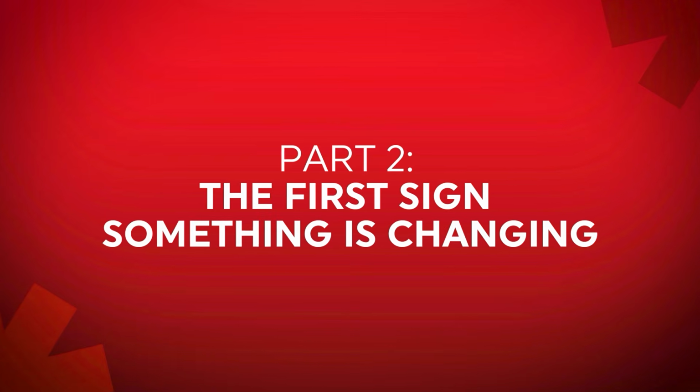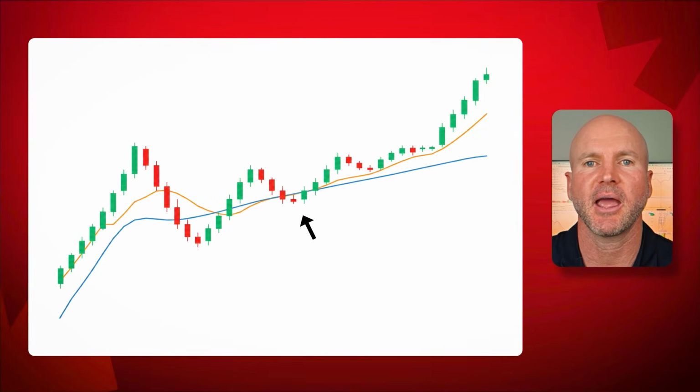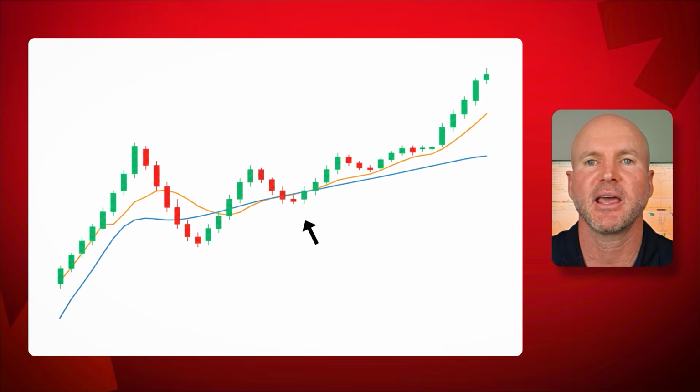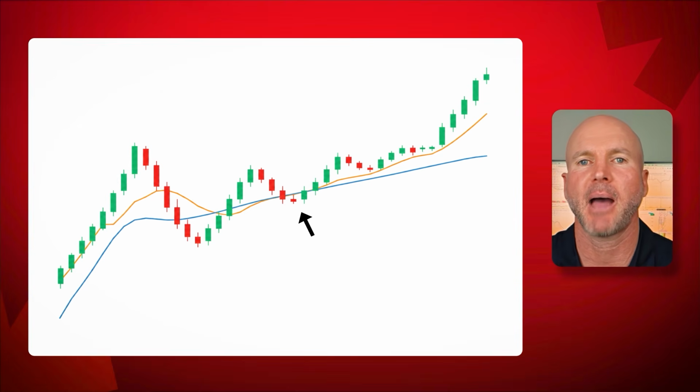Part 2, the first sign something is changing. Before we get to the setups, you need to know what the first whisper of a trend change actually looks like. Because if you know what to watch for, you can stop chasing breakouts and start catching them. There are 2 early warning signs depending on which way the ETF is currently moving. For an ETF in a correction, which is going down, the first hint the trend may be changing is when the ETF makes a higher low, meaning the next pullback doesn't break below the previous one. Sellers are losing the energy to push it lower, and buyers are coming back into the market.